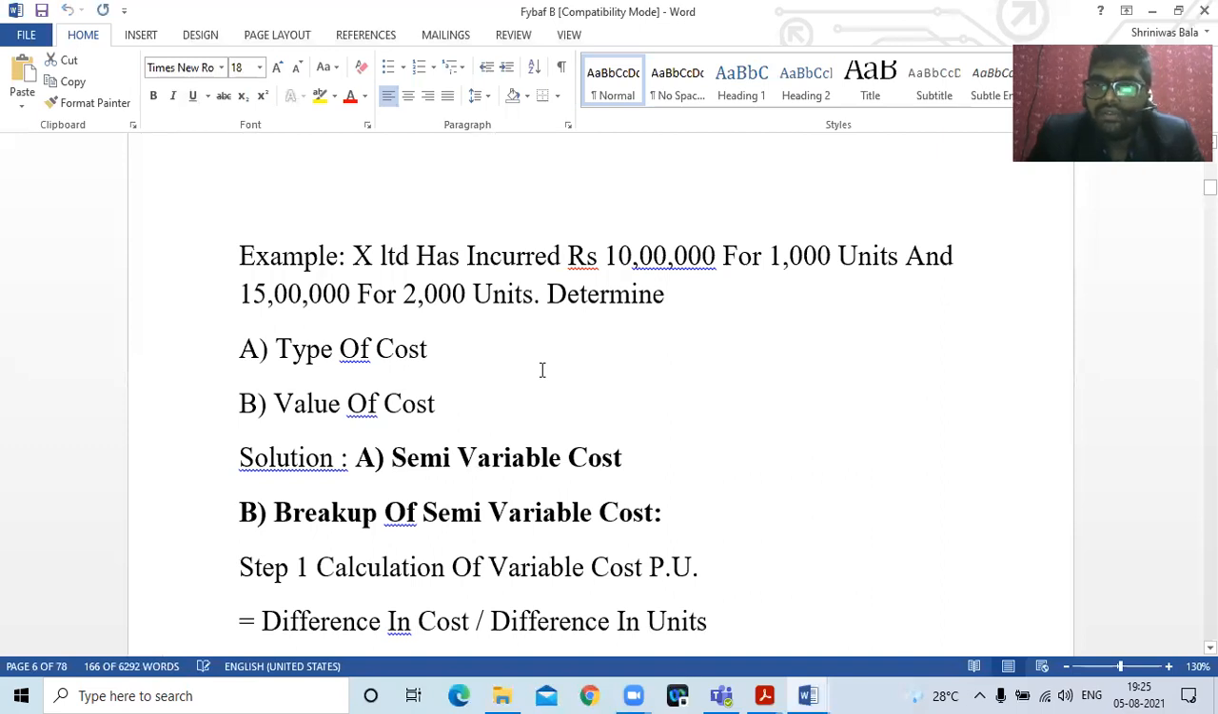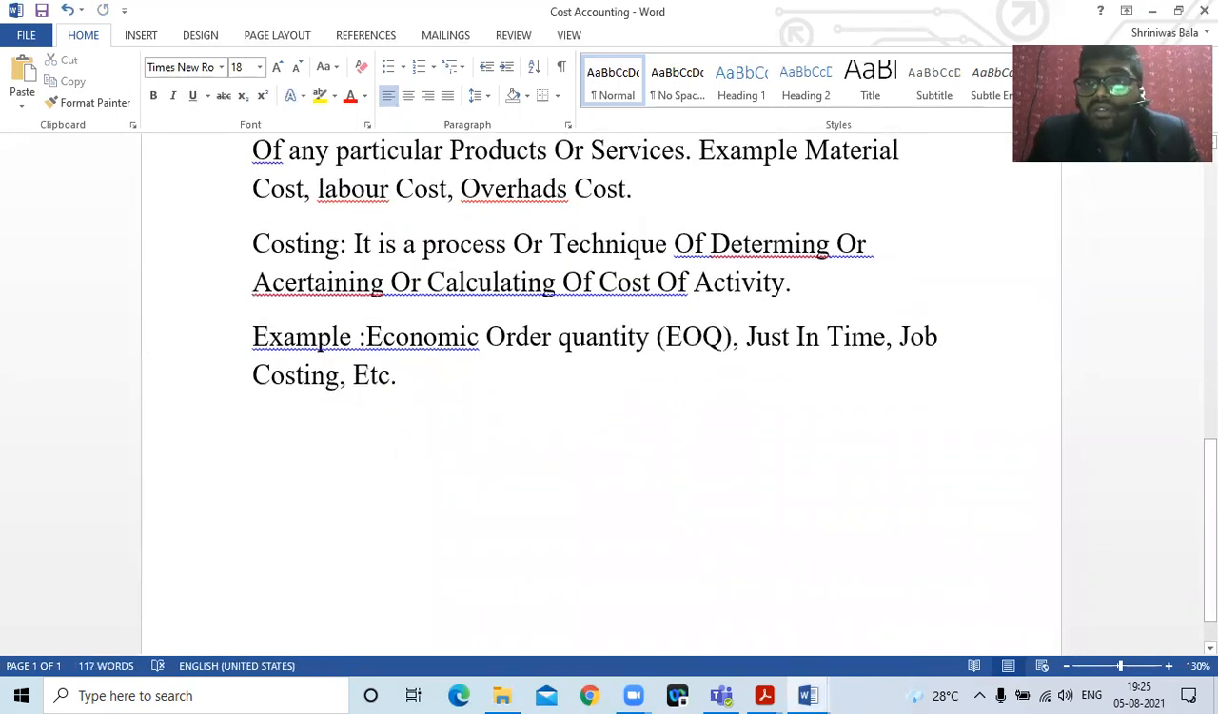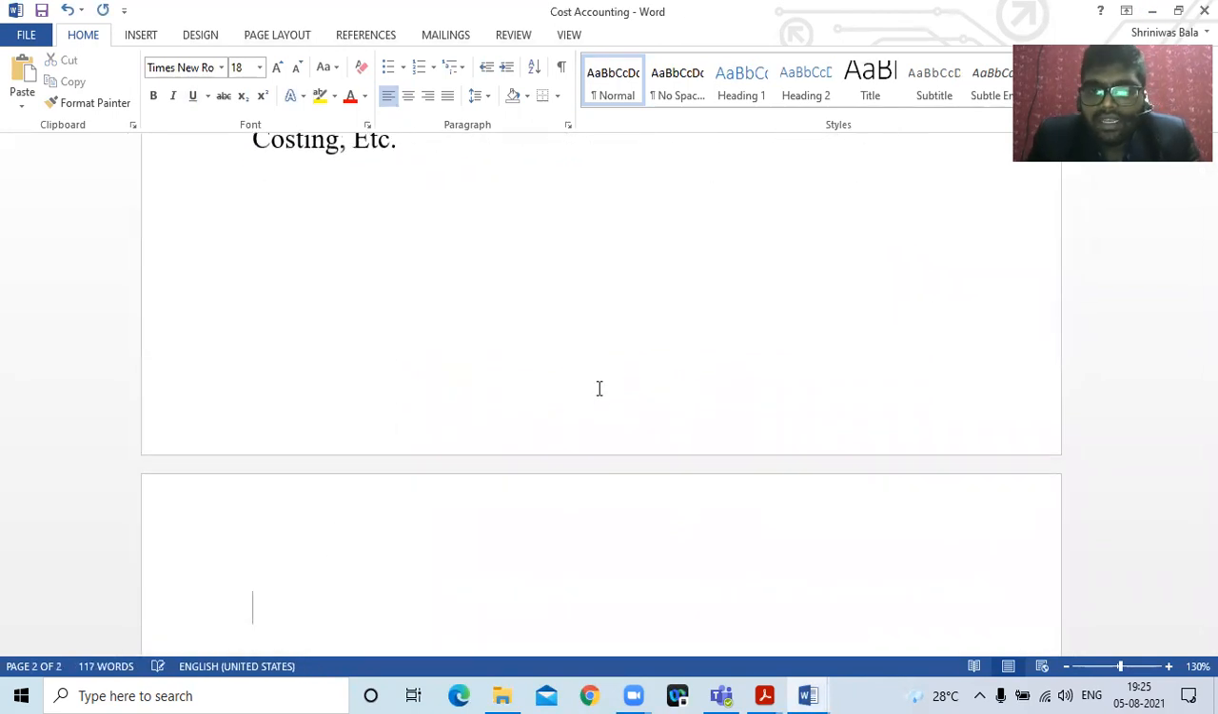Into 10 we will do. So that comes to 1000. So for 100 mobile phones total, we will be incurring ₹1000. Okay. Now next, second example.